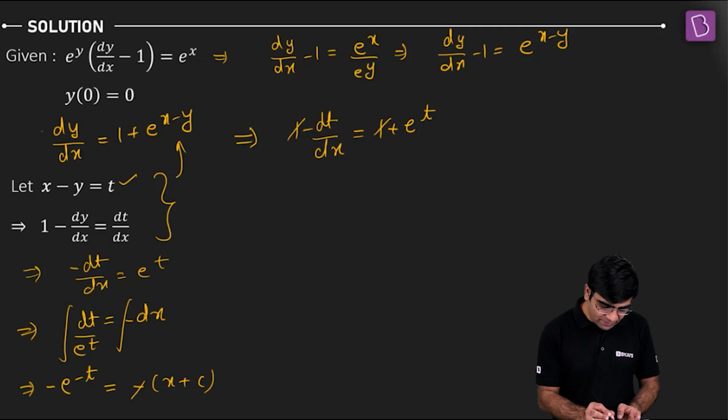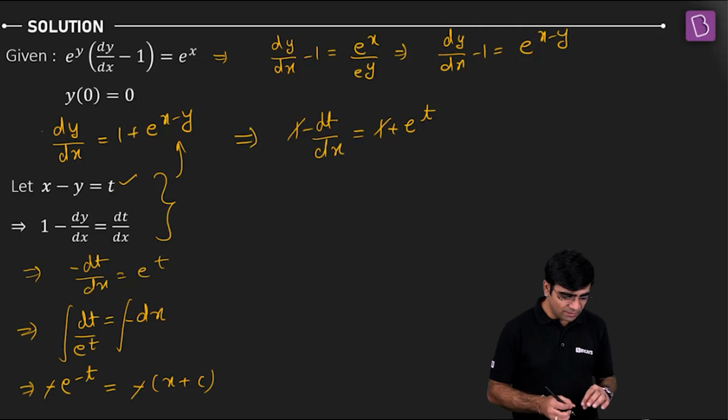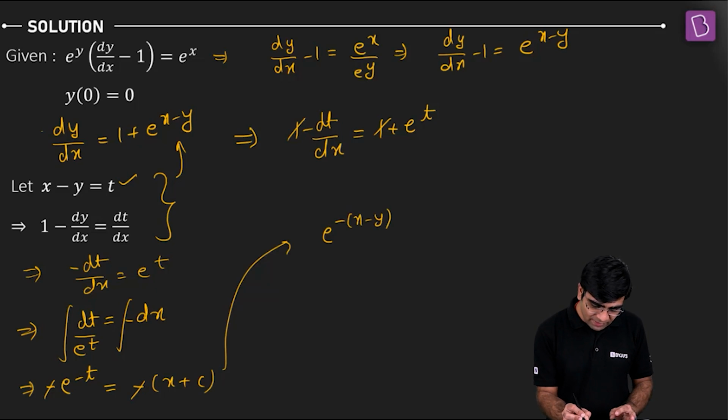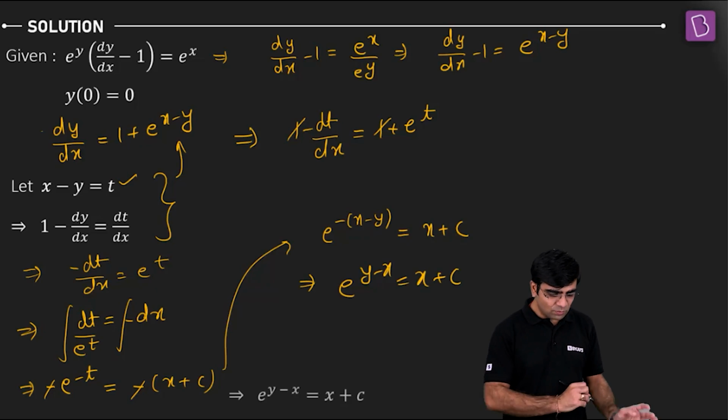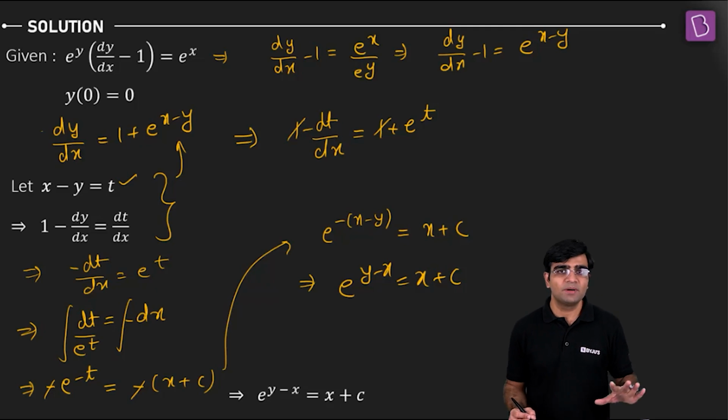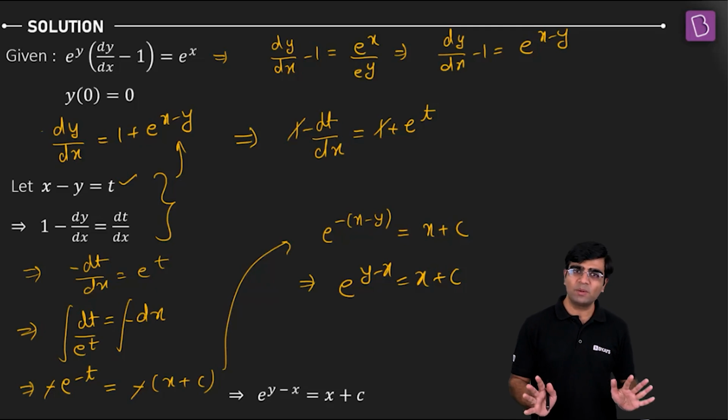I'll remove that minus sign here. It's a simple thing to handle. So what do I get here? If I modify this expression, let's plug in the values of x and y. So e raised to minus of x minus y is equal to x plus c, which implies that e raised to y minus x is equal to x plus c. Wow, this is my answer. Perfect. A very simple and very quick calculation.